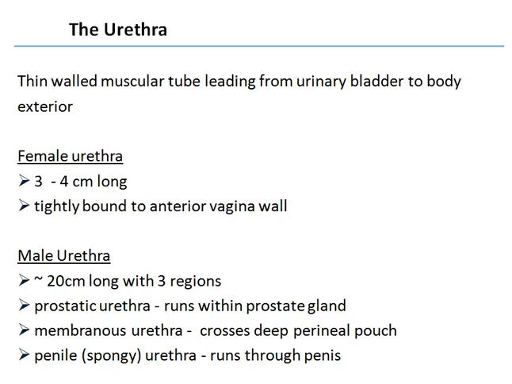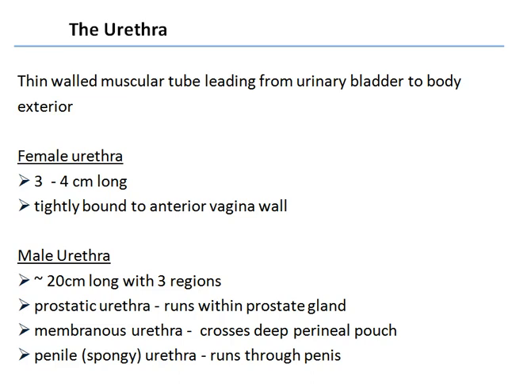There are major differences between the female and male urethras. The female urethra is relatively short, 3 to 4 centimeters long, and tracks tightly on the anterior vaginal wall. The male urethra is longer and has 3 distinct regions. Part of the male urethra runs through the prostate gland. That's a gland that makes components of semen. Membranous urethra crosses a layer of skeletal muscle. Penile urethra is the longest one, and that runs through the body of the penis.